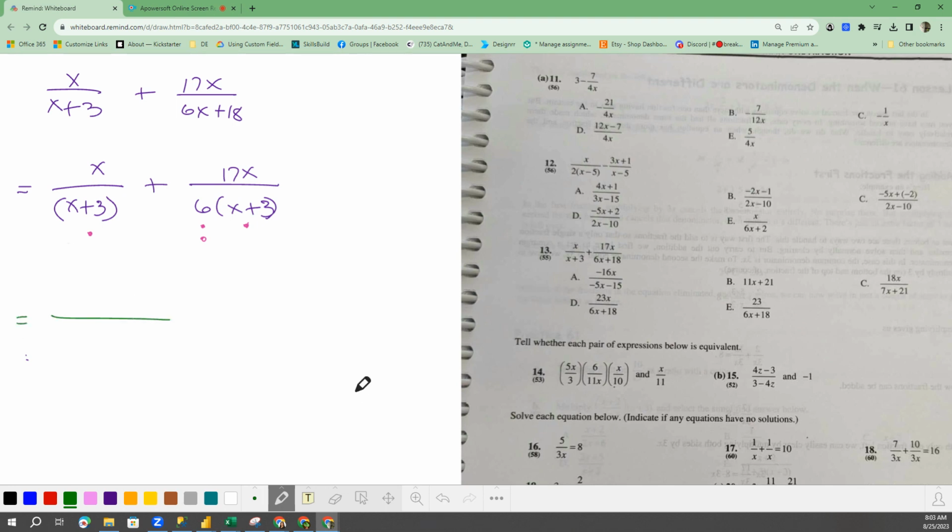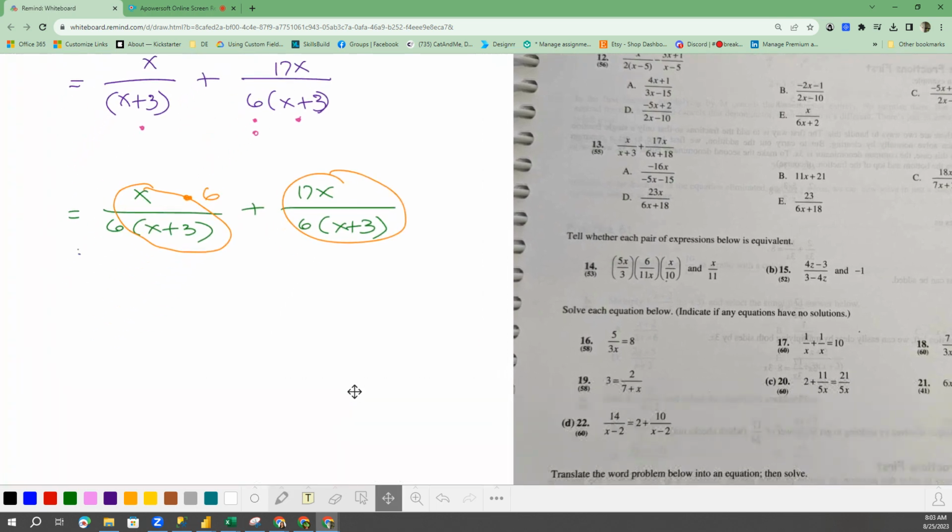So now your common denominators are, we will rewrite them, 6 times x plus 3, 6 times x plus 3. Copy the numerators, okay? And then do the circle. This is the circle. So you will multiply this top by 6. And this is just the same thing. So now we're ready to put them in the same denominator.